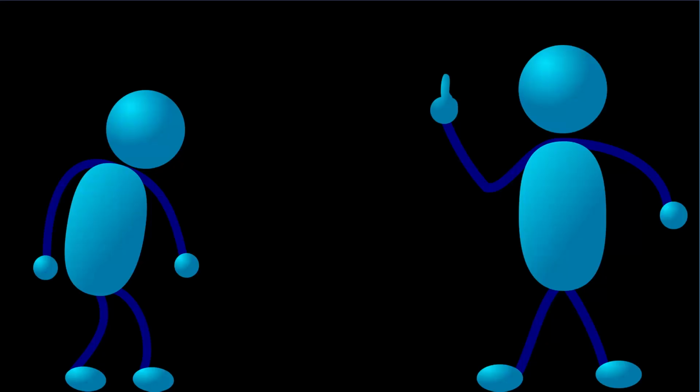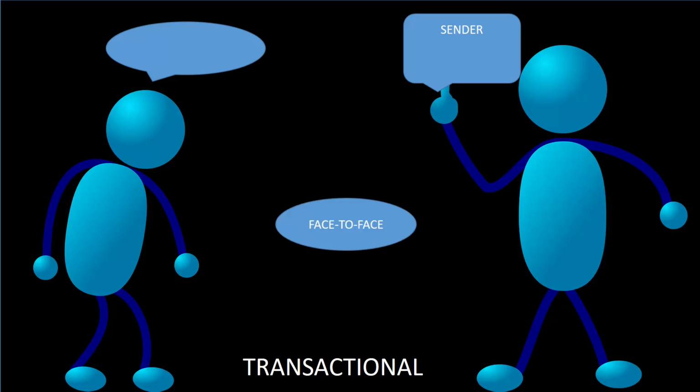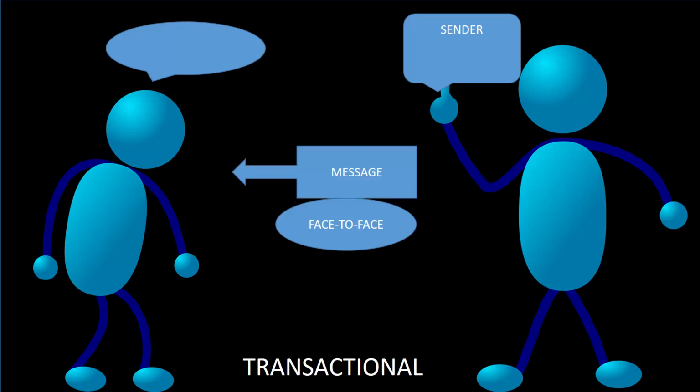Our first example was one-way communication. The communication ended when the receiver got the message. But what would happen if the receiver responded? It would become transactional communication. The communicator selects a channel and transmits the message. They are now the sender. The other communicator receives the message and becomes the receiver.